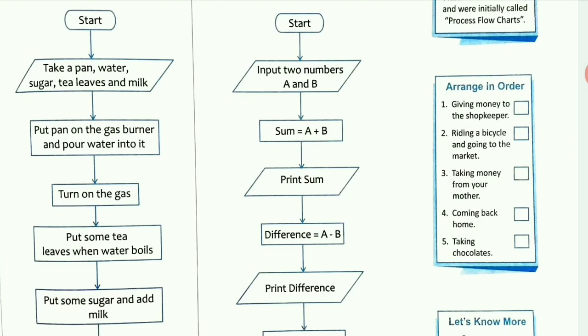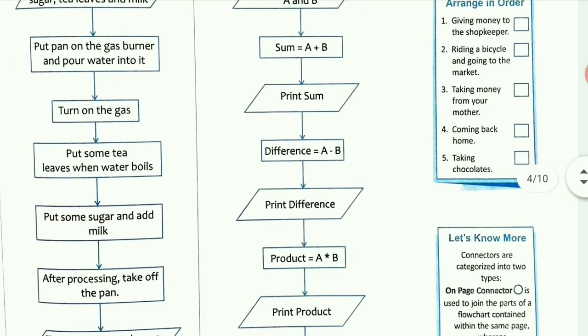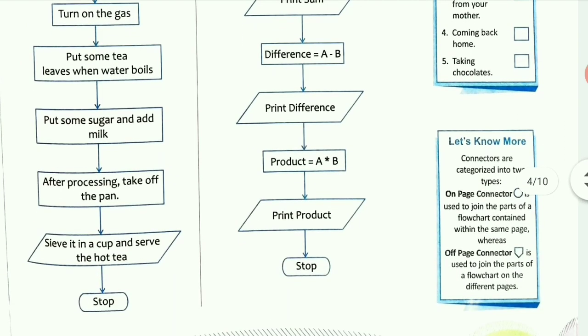And after this, turn on the gas. It is also a process, so we use the process box. Then put some tea leaves when the water boils. Again we are doing processing. Put some sugar and add milk. Again processing. After this, take off the pan. Again processing. And now after this, sieve it in a cup and serve the hot tea.